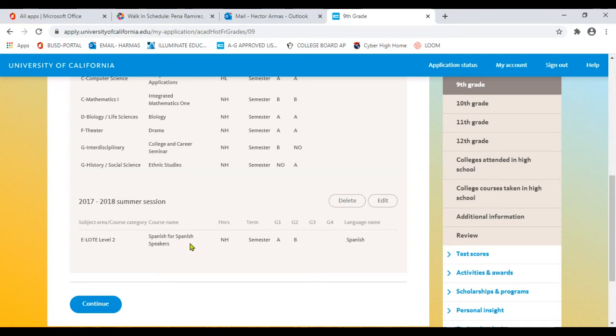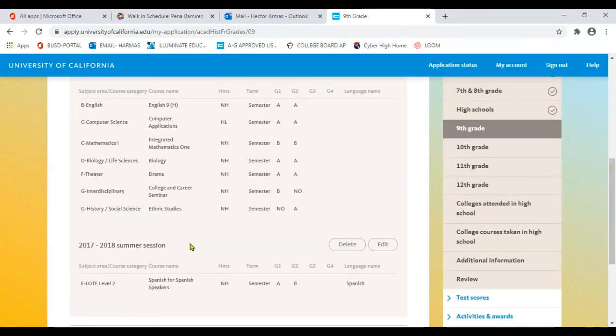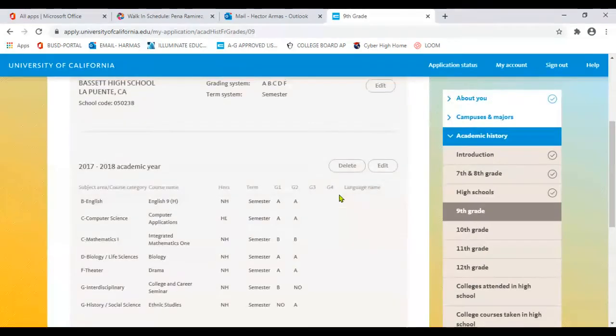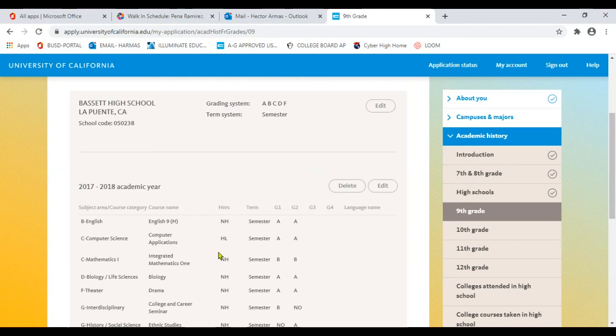This is the summer after 9th grade. However, I just realized that I also took Art 1 before entering 9th grade. So I'm going to include it because the direction says to include it in the 9th grade. So I'm going to come here and edit.